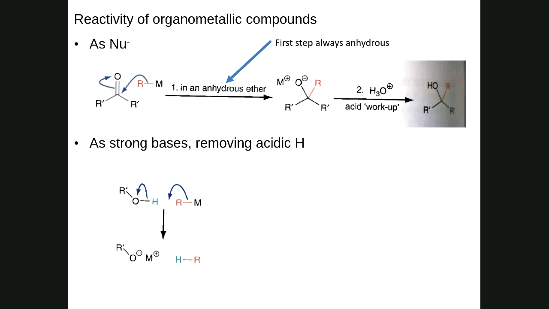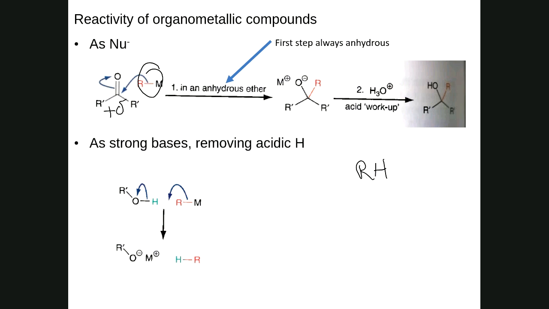Any traces of water in that medium before your organometallic compound reacts, and you will quickly create the conjugated acid. You will lose that carbanion. But if you're using an anhydrous solvent, then you will have a carbon with a negative charge that is capable of attacking. It can act as a nucleophile and attack the partial positive charge of that carbon, in this example, the carbonyl group.